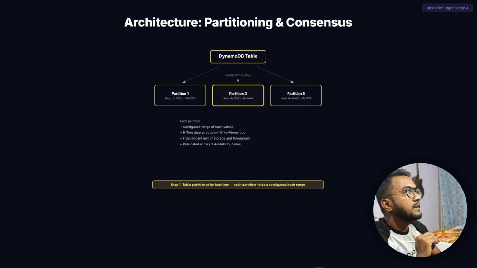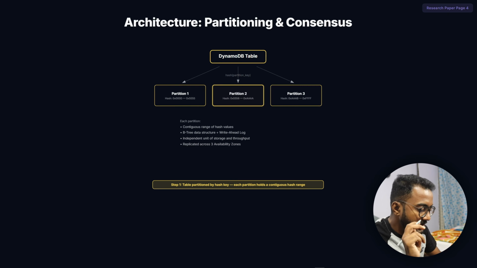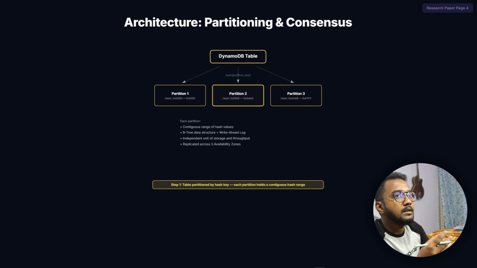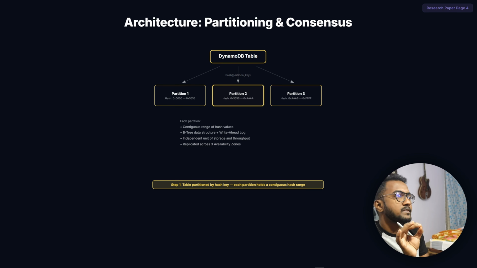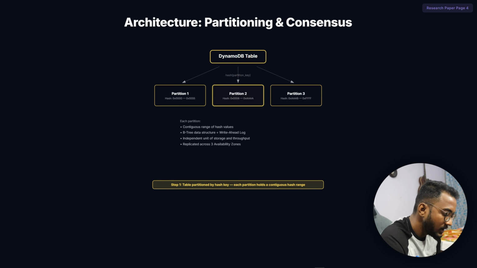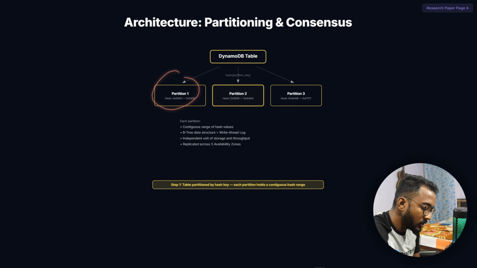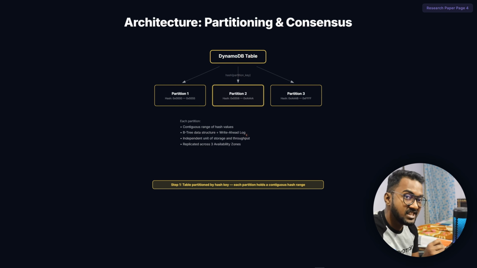So now let's look at the next important thing, which is how partitioning and consensus happen in DynamoDB. In DynamoDB, a table is not just one very big store. It is many small partitions, and each is holding a disjoint, contiguous slice of the hash space. This entire table is stored in different partitions, with B trees plus a write ahead log in each partition. Each partition is an independent unit of storage and throughput.